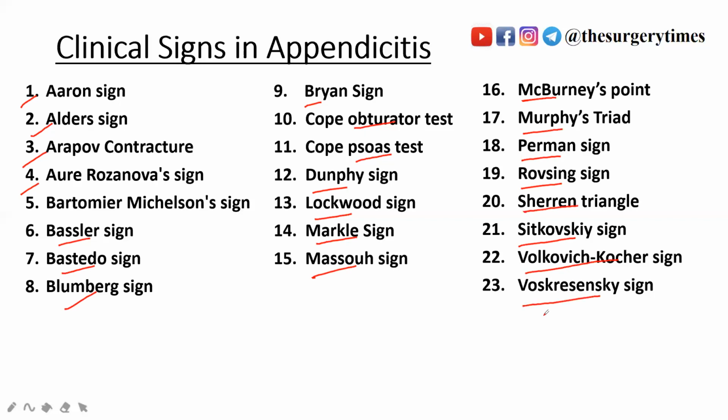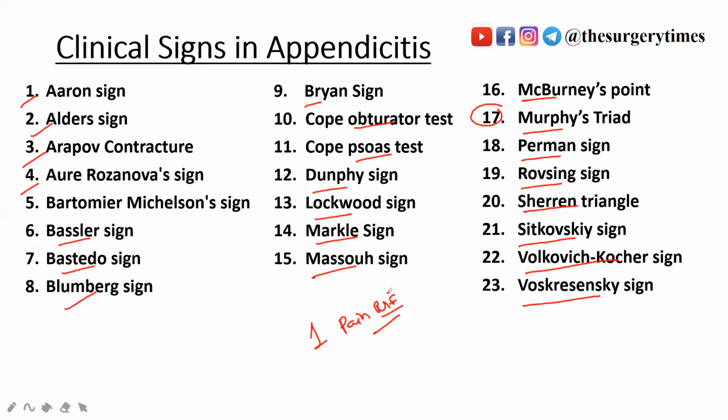Out of this, I have mentioned Murphy's triad over here because one clinical sign is there in the Murphy's triad, that is pain over the right iliac fossa. So this is the only important one. Otherwise, I have mentioned it in order to remember all the clinical signs in one place.